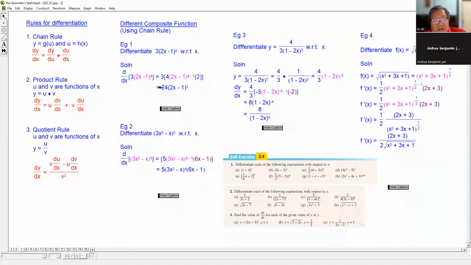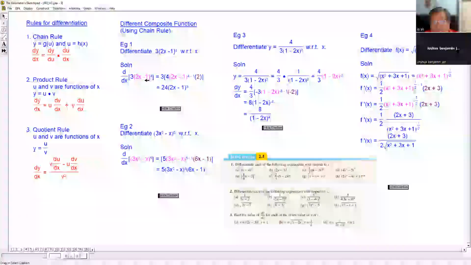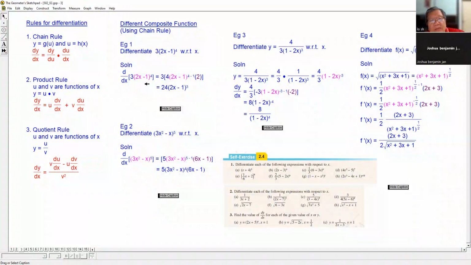Because it's the chain rule, you have to differentiate what is inside the bracket. Imagine the bracket is no more. If there's no more bracket, what is inside the bracket is 2x minus 1. You have to differentiate one more time, 2x minus 1. Differentiate 2x, you have 2. Differentiate -1, you have 0.